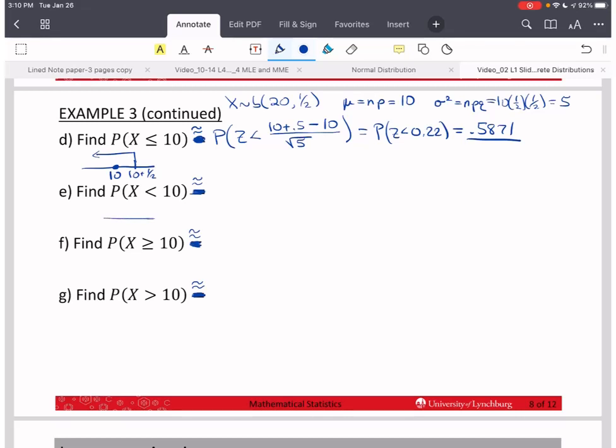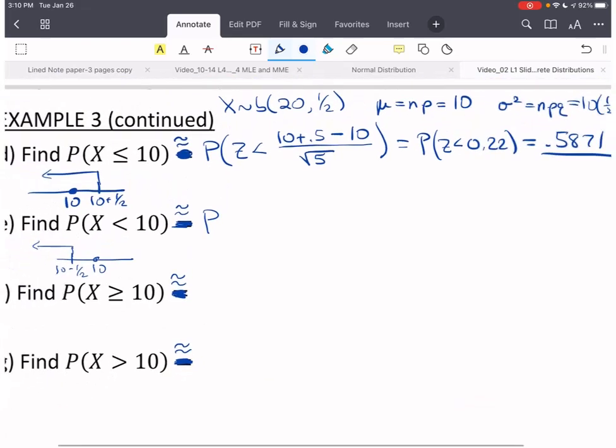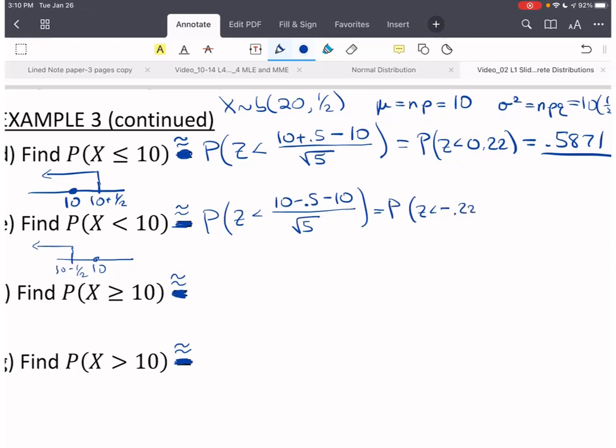So now I need less than 10. I don't want to include 10. So I need to start with 10 minus 1/2 and go down. So this is going to be the probability that z is less than 10 minus 0.5 minus 10 over the square root of 5. And this should be, yes it is, the probability that z is less than negative 0.22. And we can look that up in our table too and find 0.4129. And that's the answer there. And you'll notice there's a big difference between these values.